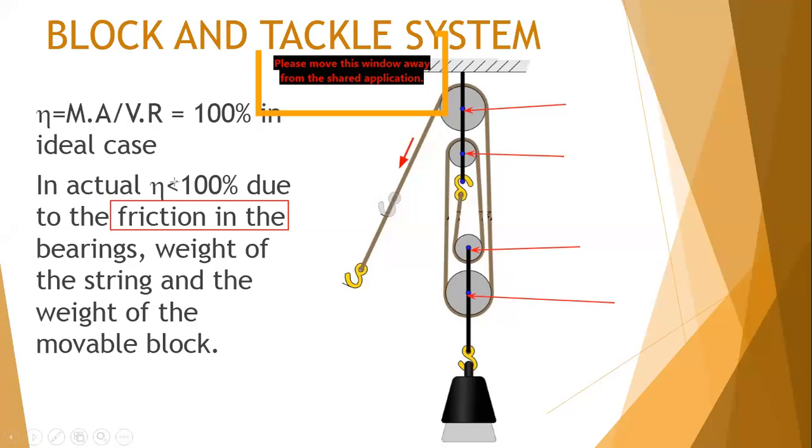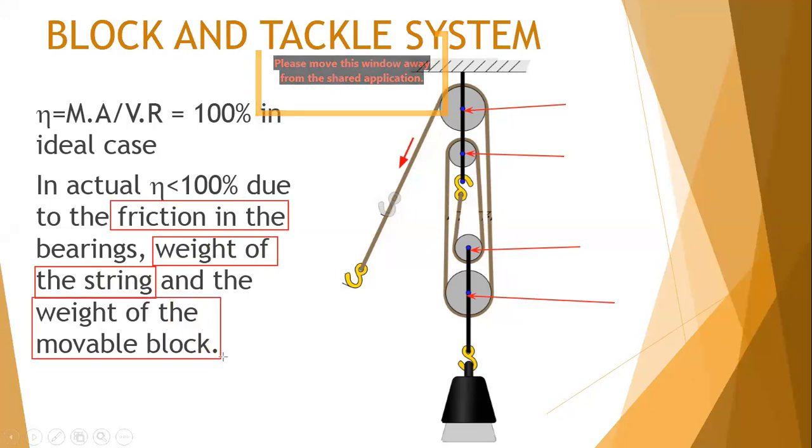Again, it is due to the weight of the string. Another reason for the MA to be less than VR is the weight of this string. And the third is the weight of the movable block. These are the 3 reasons why the efficiency of a block and tackle system is less than 100%, because of the weight of the movable block, understand, not the weight of the upper block. You should not say the weight of the pulley, or the weight of the block and tackle system. It is only the weight of the movable block, not the upper block.